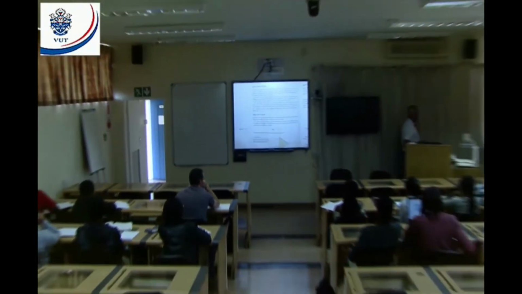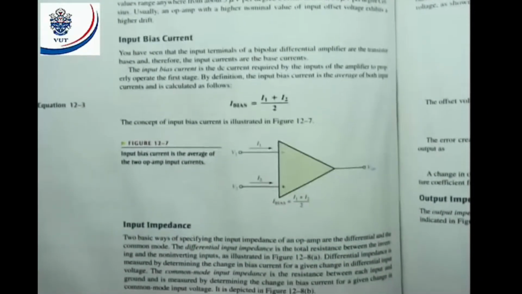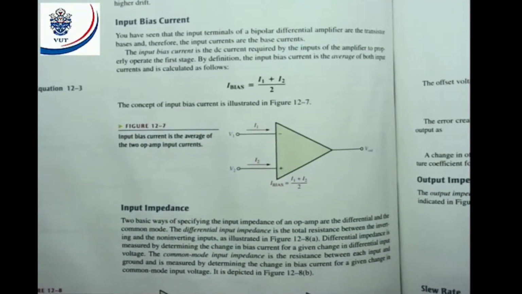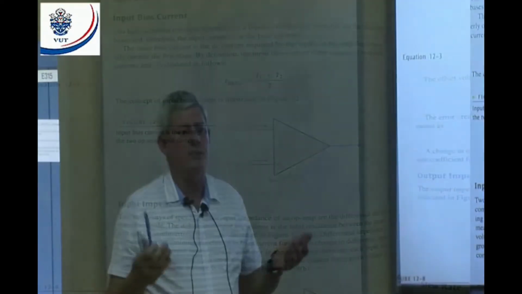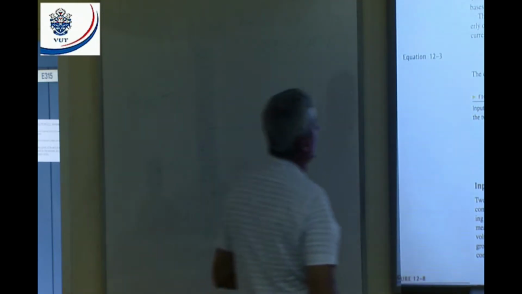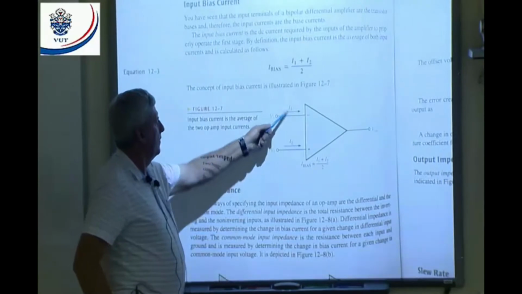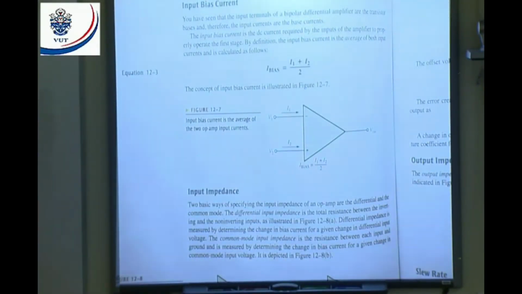Now we're going to look at the input bias current. Because we have a transistor, currents will flow there, and when we want to switch these transistors, we need a bias current to switch them, all right? And my input bias current is the average of those two currents. That will give me my input bias current.